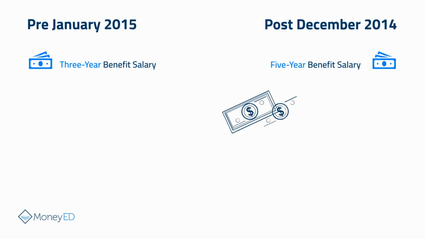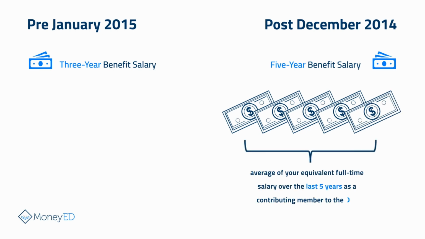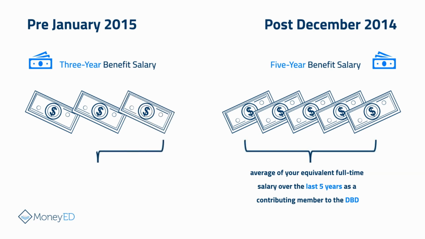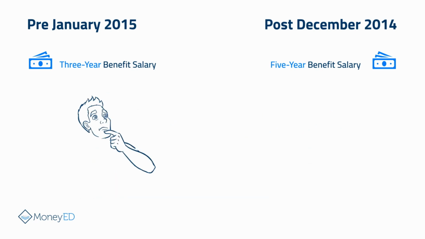Your 5-year benefit salary is the average of your equivalent full-time salary over the last 5 years as a contributing member to the DBD. Your 3-year benefit salary, only applicable if you were a member prior to 2015, is the average of your equivalent full-time indexed salary over the last 3 years as a contributing member to the DBD. That is, your previous 2 years' salary are indexed in line with inflation to convert them to today's dollars.